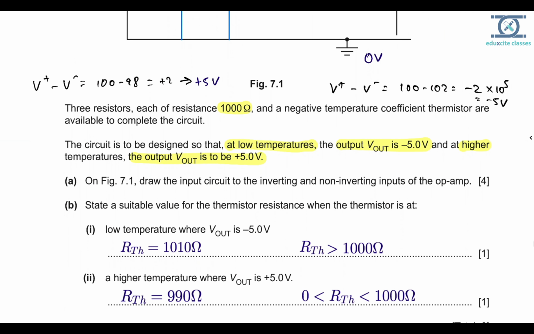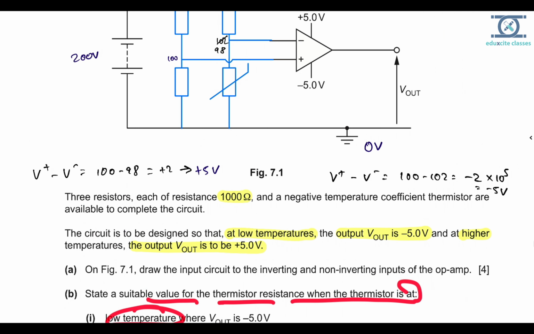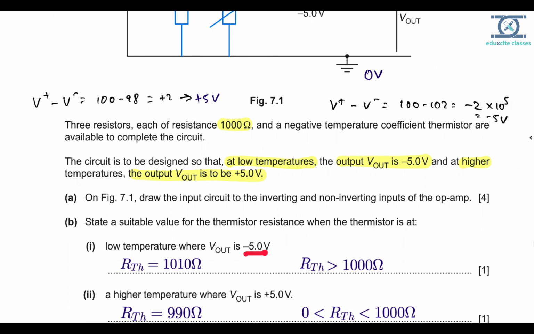Now state a suitable value for the thermistor resistance when the thermistor is at low temperature. We know that at low temperature the resistance will be high, so it will be more than 1000 ohm for getting minus 5 volt. You can place any value. For my convenience, I have taken 1010 ohm, but you can take any other value which should be greater than 1000 ohm.